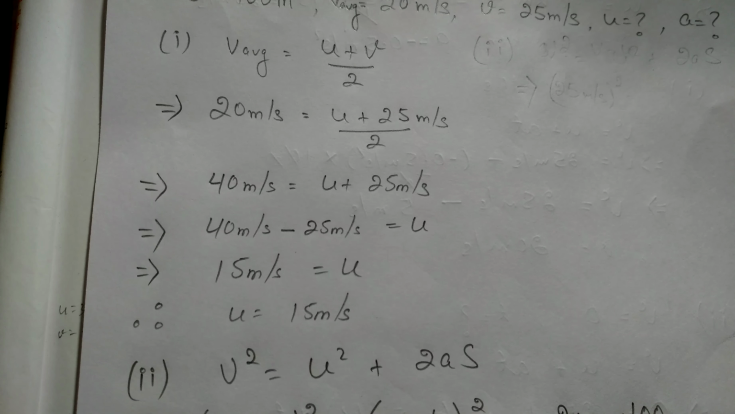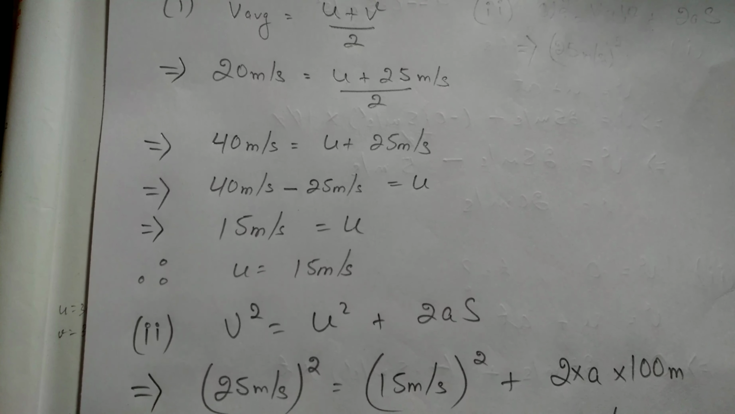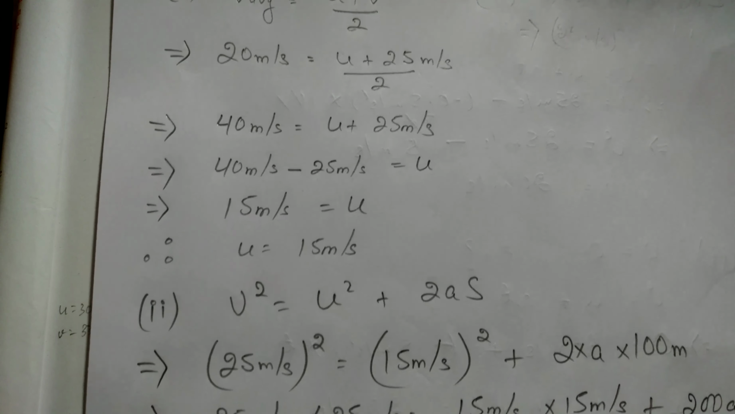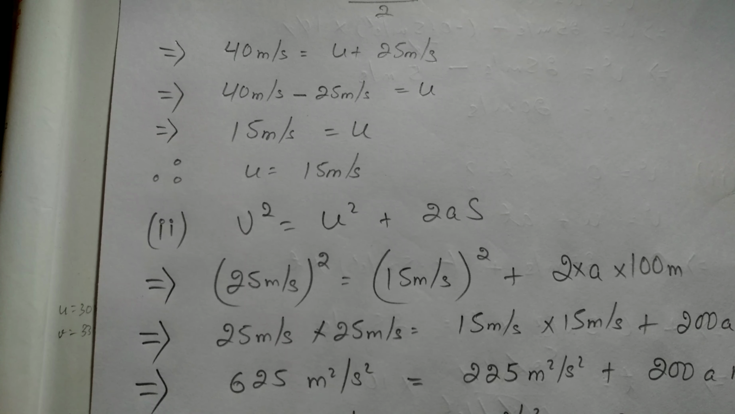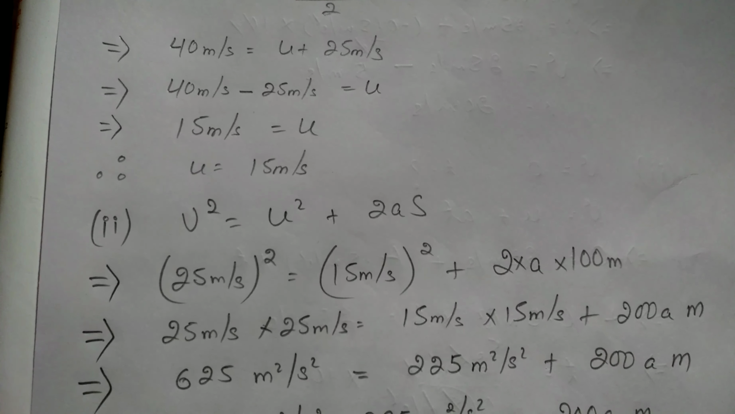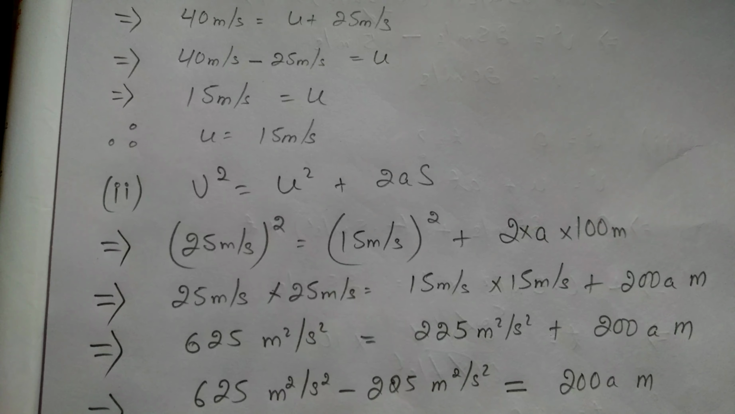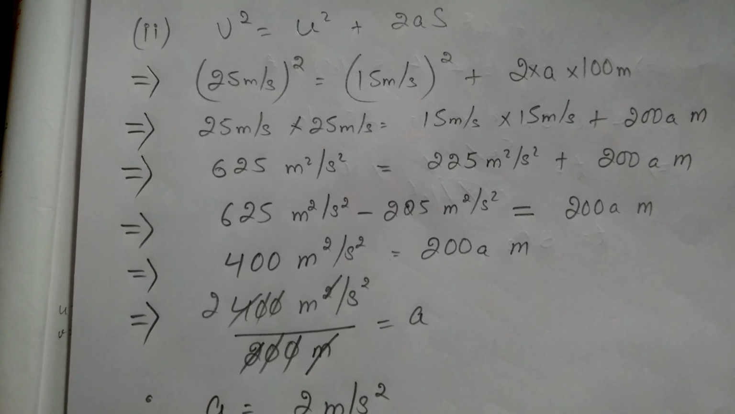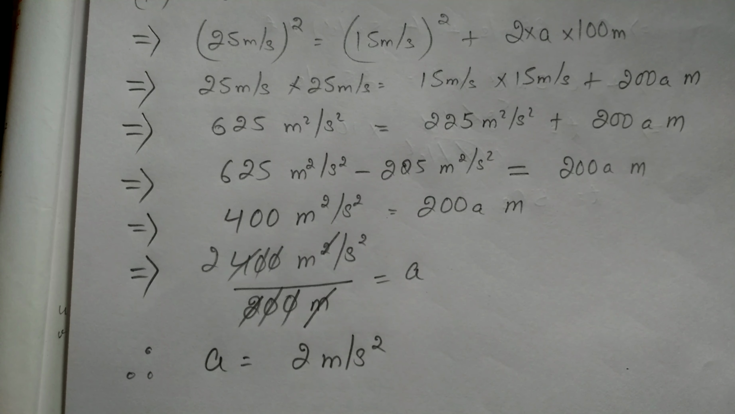So what was the value of v? 25 meter per second squared equals 15 meter per second squared plus 2 into a into s, which was given as 100 meter. Now what will be the next step? We have to square them. So 25 into 25 equals 15 into 15 plus 2 into 100, that is 200a. Now doing the multiplication and the shifting part, after calculating, I am getting a equals 2 meter per second square.